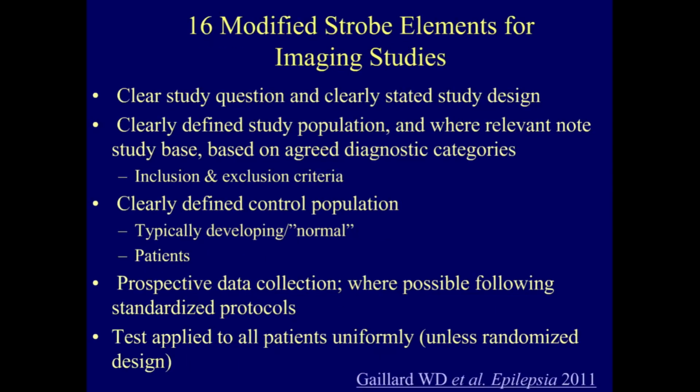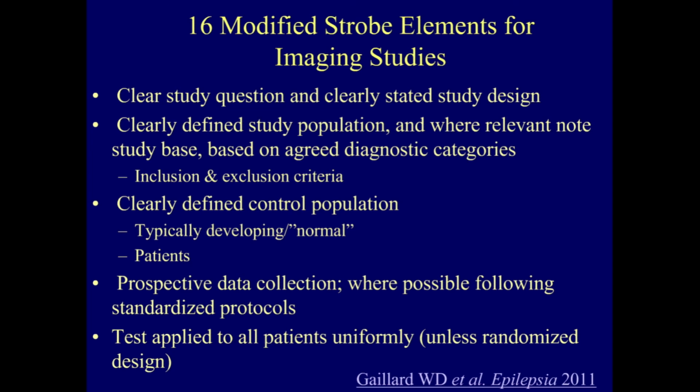So I'm going to close by going through the 16 modified STROBE elements for imaging studies, and these are outlined in an imaging commentary in Epilepsia. It is critical to have a clear study question and clearly stated study design. One needs a clearly defined study population and where relevant note the study base, and these have to be based on agreed diagnostic categories, and they should include both inclusion and exclusion criteria.